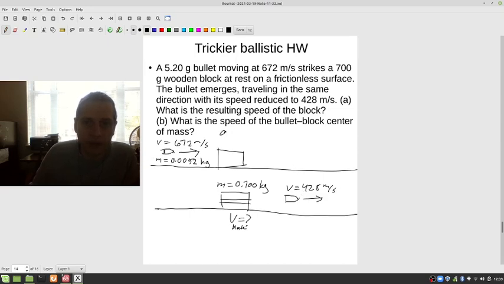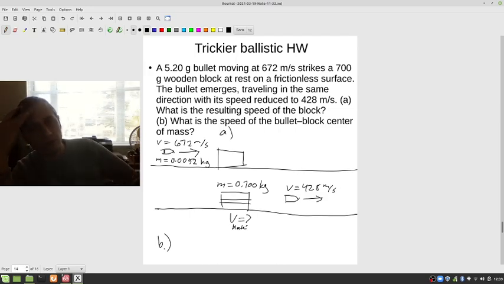So that's part A. Part B is a little trickier because it then asks, what is the speed of the bullet-block center of mass? The thing to realize for this second part of the problem is that all of the forces here are internal. You don't have any external force, and hence the center of mass is not going to have a change in speed. Okay, there's no net force in this.